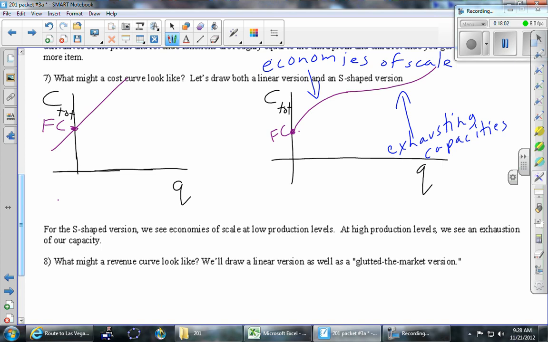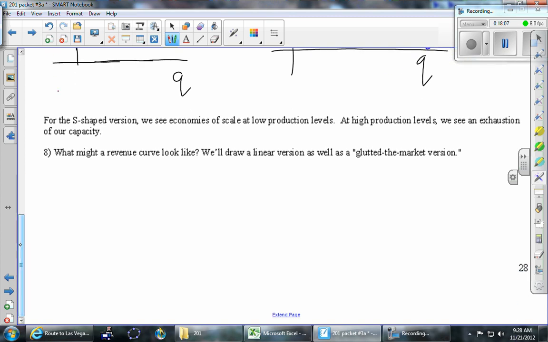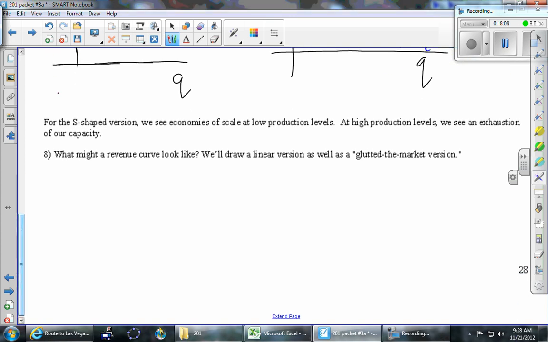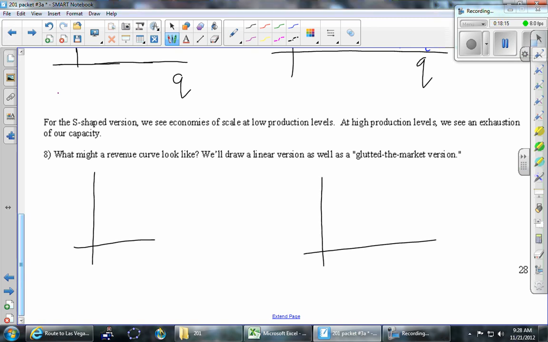All right? Okay. Number 8, instead of looking at costs, we're going to look at total revenue. So again, we'll have a linear version and then maybe a more realistic one. And for both, quantity is on the horizontal and total revenue is on the vertical.